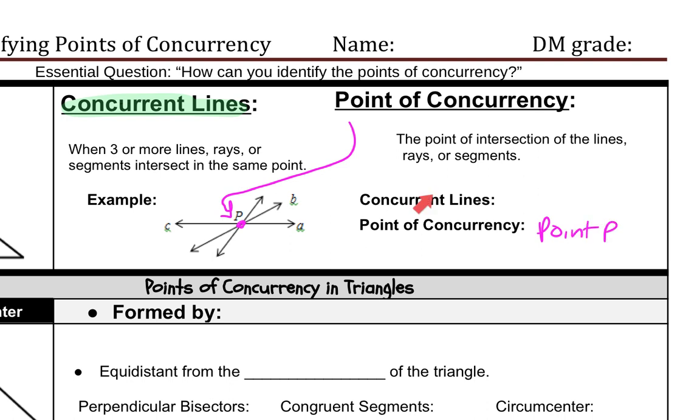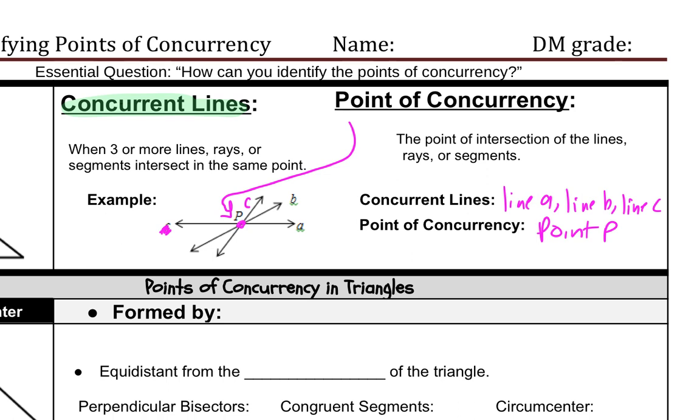Which ones are the concurrent lines? Now, there's a little error here. I got C and A over here, so let's mark out that C and put C right over here. So the three concurrent lines are this one right over here, which is line A, then this one right here, which is line B, and the last one that we relabeled, line C.